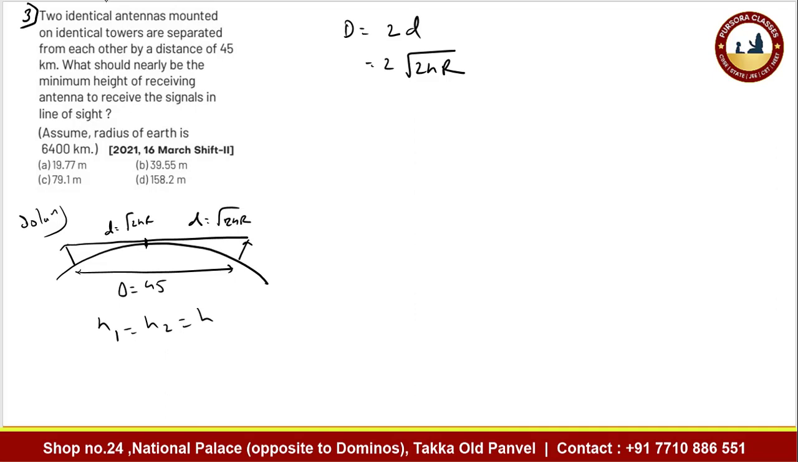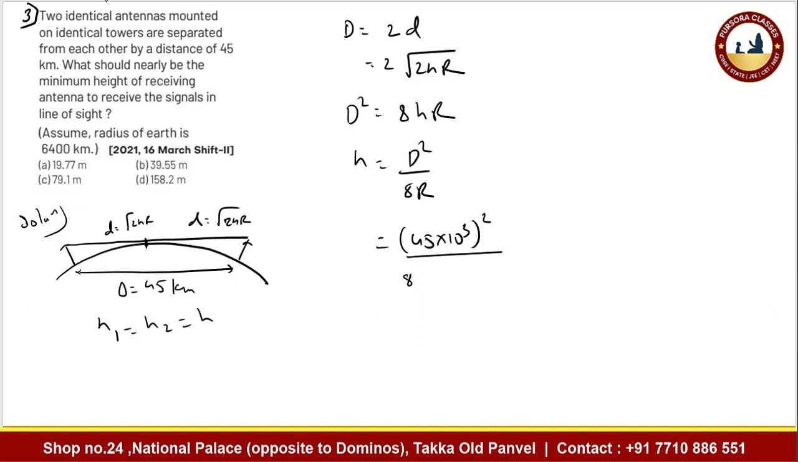Capital D is the distance between the antennas, 45 kilometers. So if we take d squared, then 2 squared is 4, 2 into 4 is 8R. So the height of the antenna will be d squared upon 8R. So d is 45 kilometers, so (45 into 10 raised to 3 meters) squared upon 8. The radius of earth is 6.4 into 10 raised to 6, so 64 into 10 raised to 5 meters. We have converted into meters.